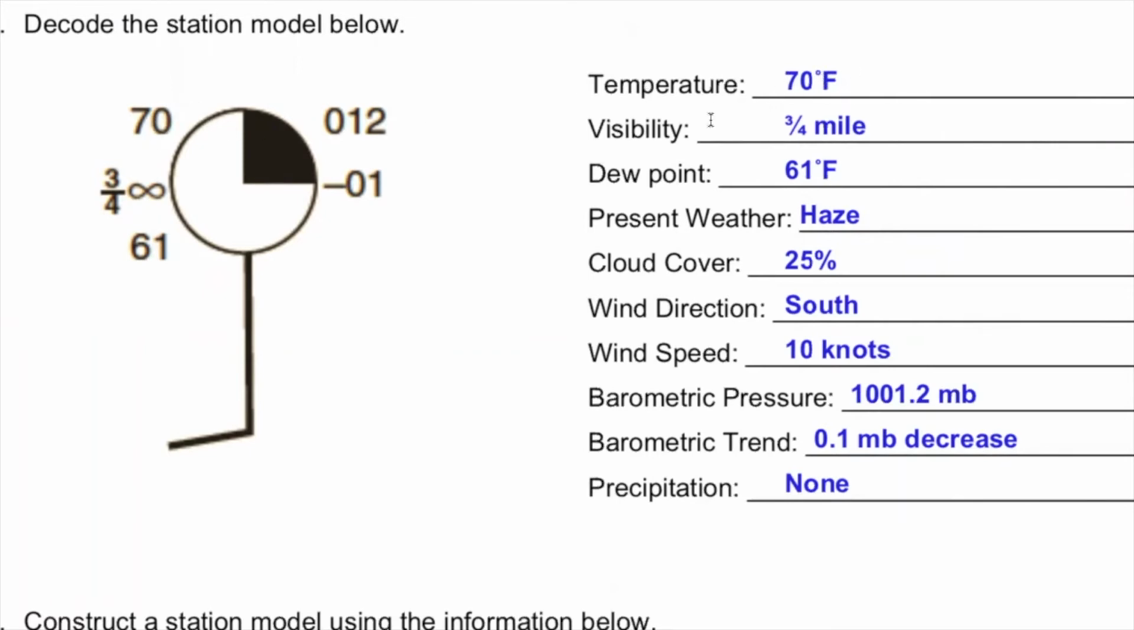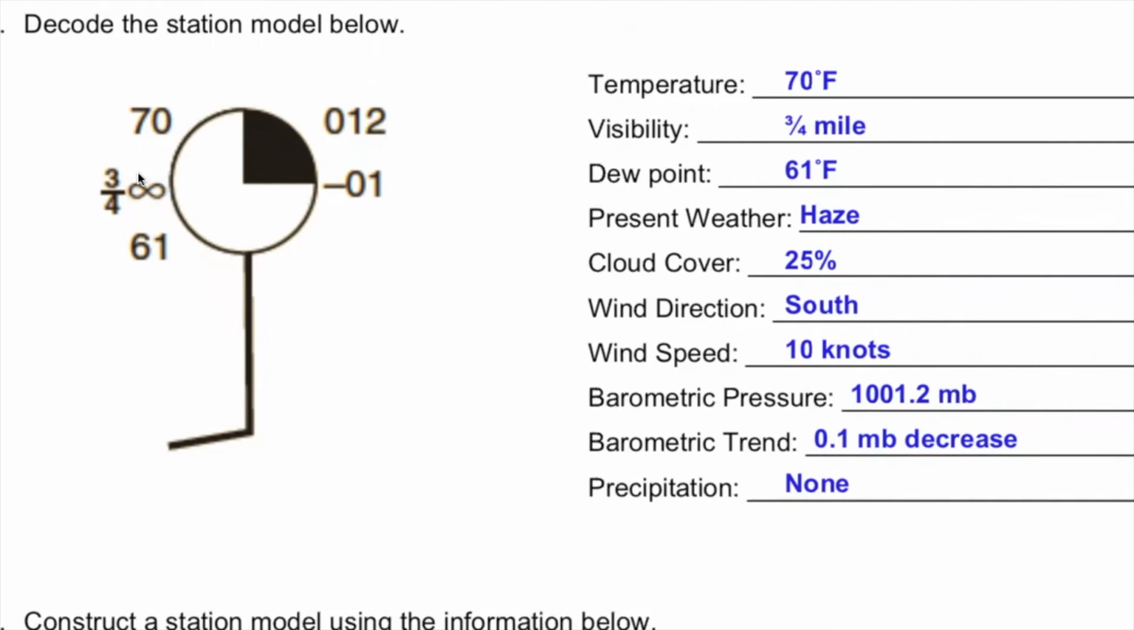But Miss, you said that we do Celsius. I know, but these are used in America, so we use Fahrenheit. And it is labeled on your ESRT. And notice how there are no labels on this little symbol. That's on purpose. Visibility is right here to the left of the circle. That's 3/4 of a mile. Dew point is the bottom left. That's 61 degrees Fahrenheit.